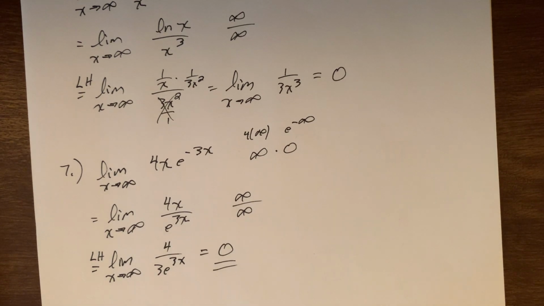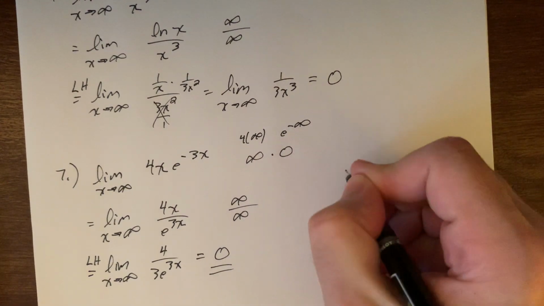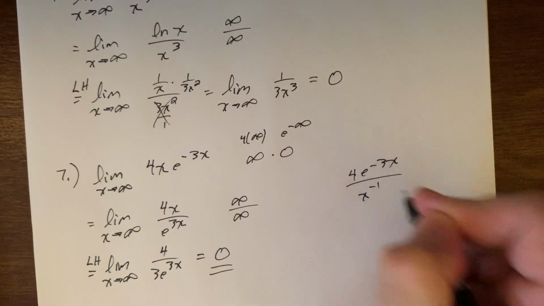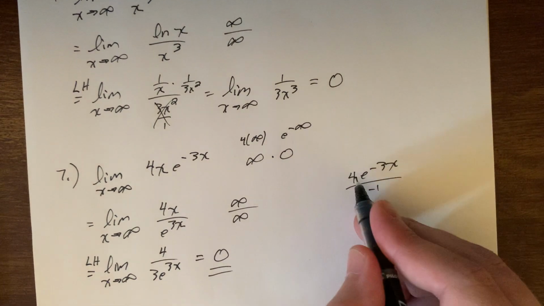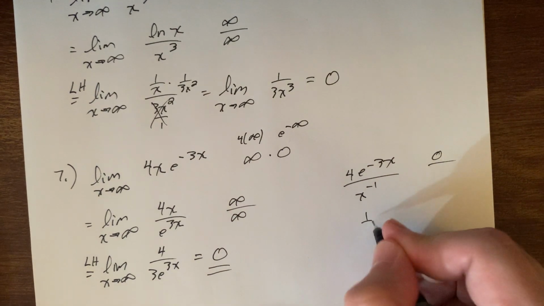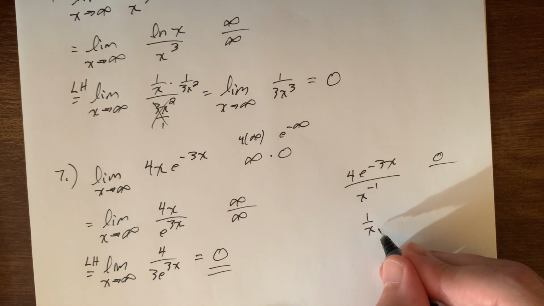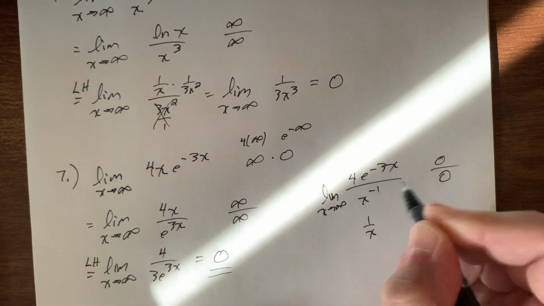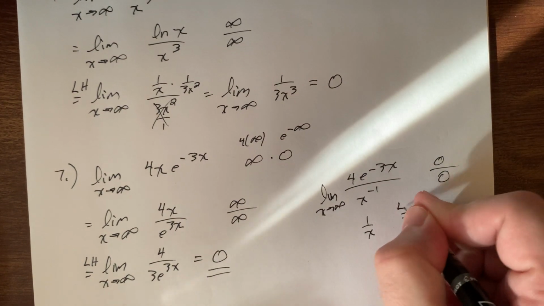Because here's the little catch, everybody. Either one of these could have gone to the denominator. I very easily could have had 4e to the minus 3x in the numerator and x to the negative 1 in the denominator. And now, well, this is still 4e to the negative infinity. That's 0. This is x to the negative 1. That's a 1 over x in the denominator. So that as x goes to infinity would go to 0. So this limit in this form would still get me to a form where L'Hopital's rule would work.